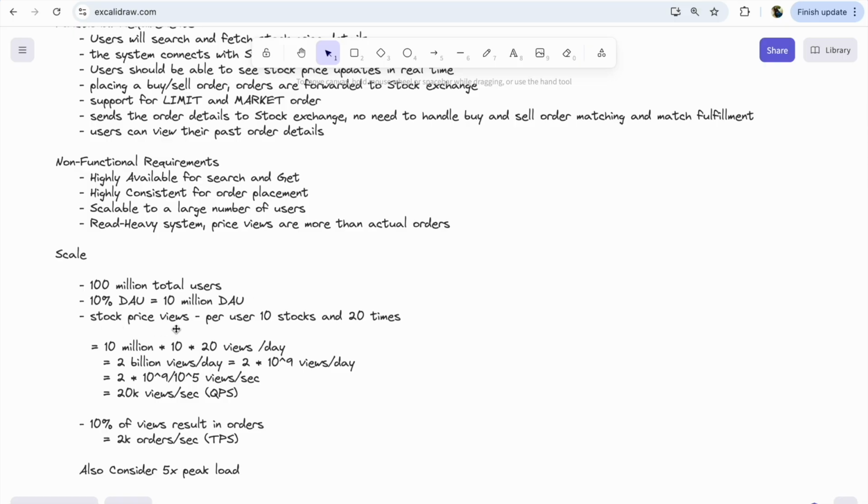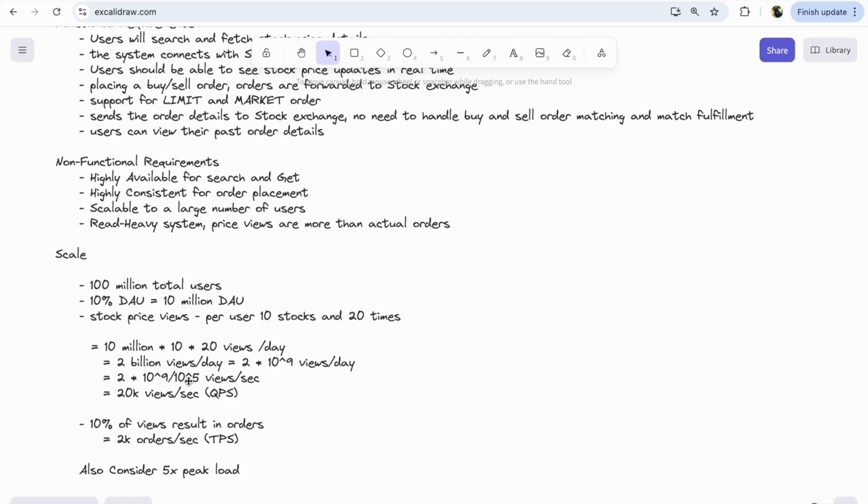Stock price views. Consider per user 10 stocks and 20 times. That means on average each user is seeing 10 stocks and visiting each stock about 20 times. So basically our views will be 10 million into 10 into 20 views per day. So this is 2 billion views per day. That 2 billion is 2 into 10^9 views per day.